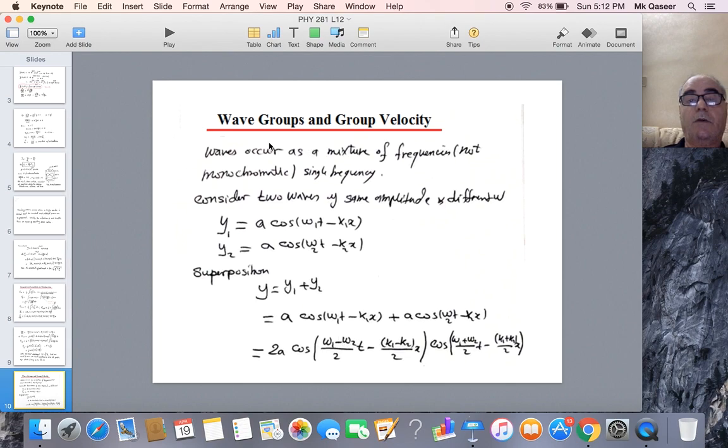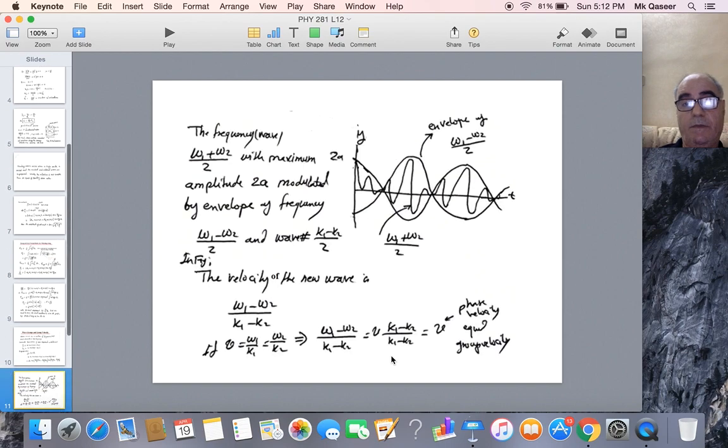Now let's talk about wave groups and the group velocity. We did this in class at the beginning of this semester. Here we have two waves of the same amplitude, y1 equals a cosine of omega 1 t minus k1 x, and y2 equals a cosine of omega 2 t minus k2 x. I will assume that omega 2 minus omega 1 is a small quantity. So adding this, we get this expression. This is the superposition.